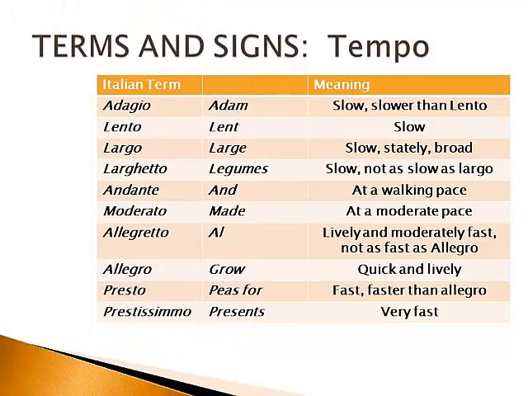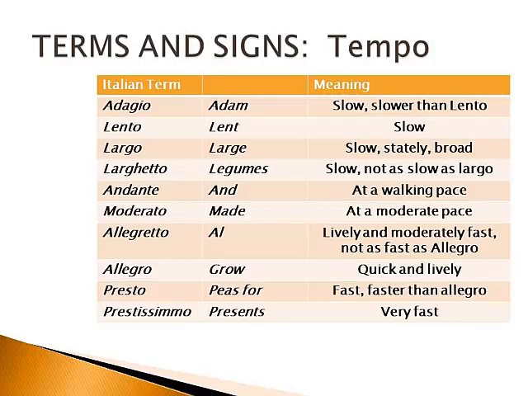This slide is showing us Italian terms for tempo. I've tried to put them in order from the slowest to the fastest, and also tried to come up with a saying that will help you remember the order from the slowest to the fastest. So first of all, adagio is slower than lento. It's very slow. Lento is slow. Largo is also slow, and it's stately and broad, but largo isn't as slow as lento. Larghetto is also slow, but it's not as slow as largo.